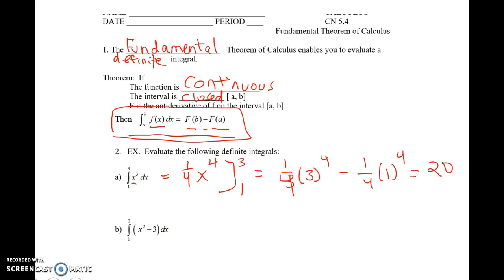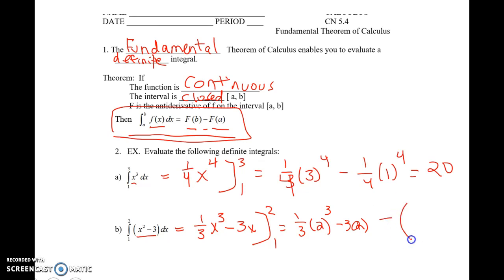Let's try the next one. We want the integral from 1 to 2 of the parabola x squared minus 3. So first let's find the antiderivative of x squared minus 3. The antiderivative of x squared is 1/3 x cubed. The antiderivative of negative 3 is negative 3x. We're going to evaluate this from 1 to 2. And what that means is we're going to plug 2 in for both x's minus plug 1 in for both x's.